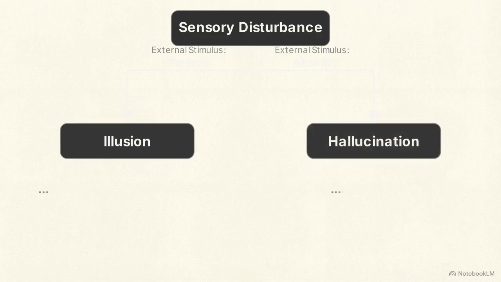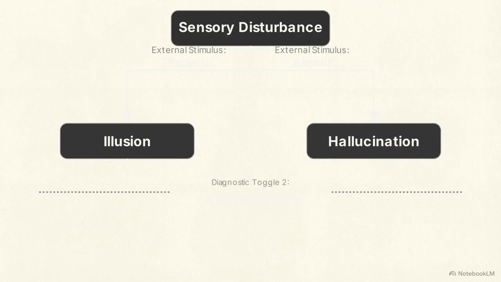This diagnostic decision tree for sensory disturbances begins with a central node that forces the clinician to ask one question: is an external stimulus present? If an external stimulus exists in the room, the sensory disturbance routes down the present pathway, confirming an illusion. If there is no external source for what the patient sees or hears, the diagnosis routes down the absent pathway, confirming a hallucination.